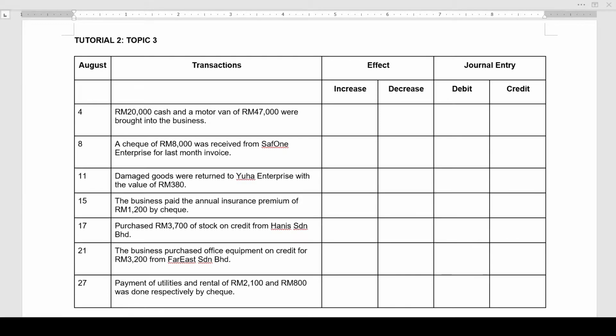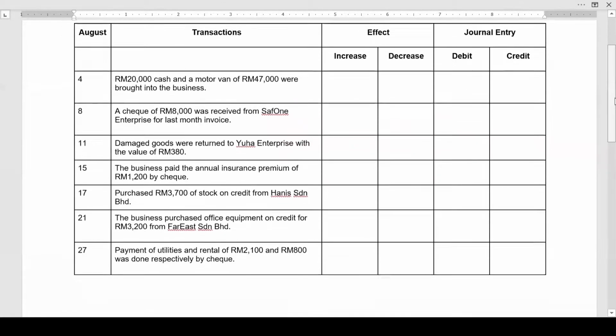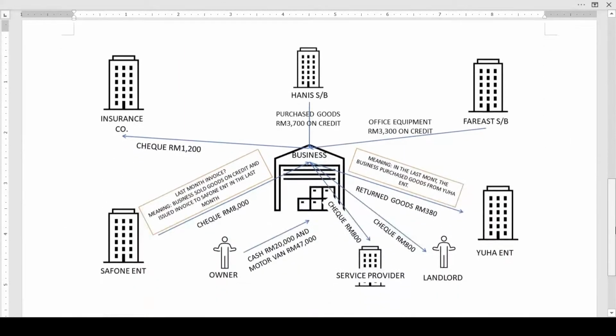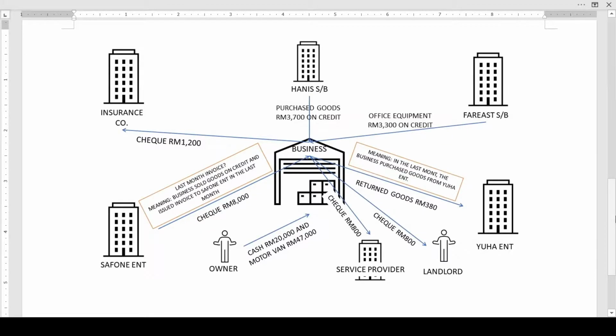Reading the business transactions, I have turned everything into an illustration so that some of you would understand better. The first transaction, if I'm not mistaken, is where cash RM 20,000 and a motor van of 40,000 were brought into the business. So who brought cash and motor van into the business? Of course, the owner of the business.